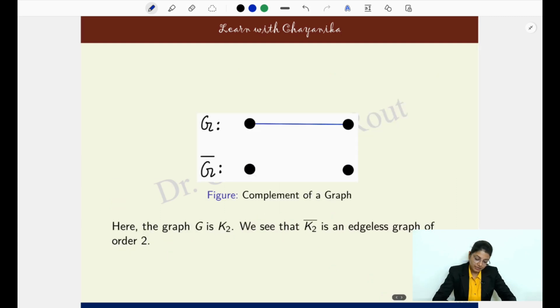Now next we have a very simple graph. It's basically K2 and its complement is an edgeless graph.